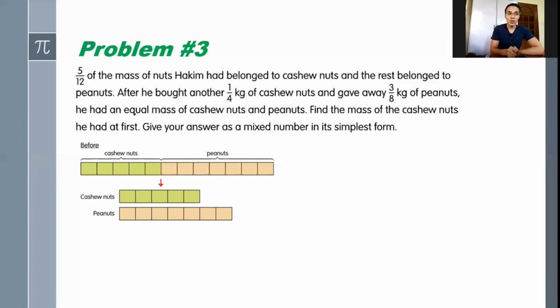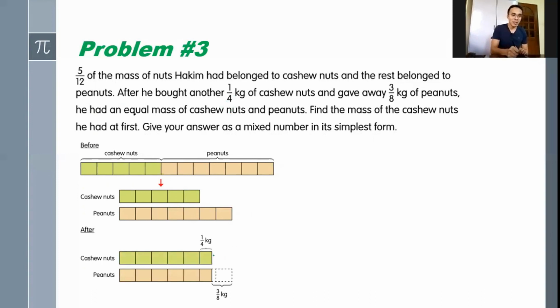Note that we're going to buy 1/4 kilogram of cashew nuts. So we have additional here, and we're going to take away 3 over 8 kilogram of peanuts. And after doing that, both of them have the same number. They have now the same number. If we're going to look at this model, these two units is actually equal to 1/4 plus 3/8. This is 1/4 also.